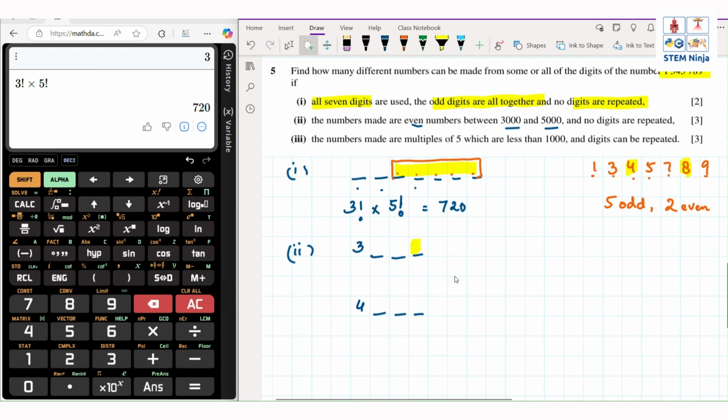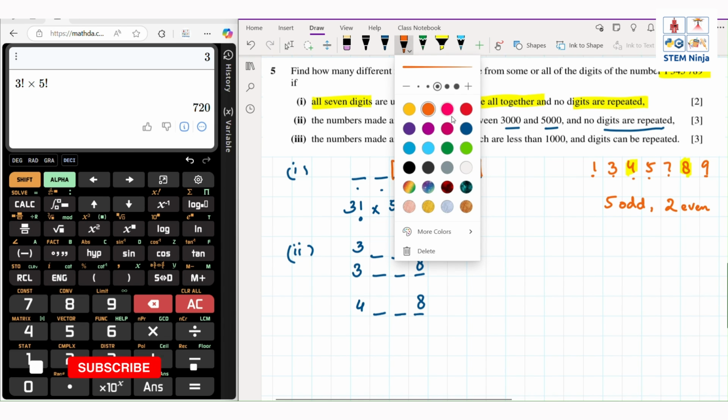So 4 or 8. So we have different possibilities also. For 3, since we do not have any digits repeating, 4 and 8 can come over here. So 4 and 8. But for 4, we cannot have another 4 over here. We can just have 8 over here. All right? We cannot have 8,000 because we just need it between 3,000 and 5,000.